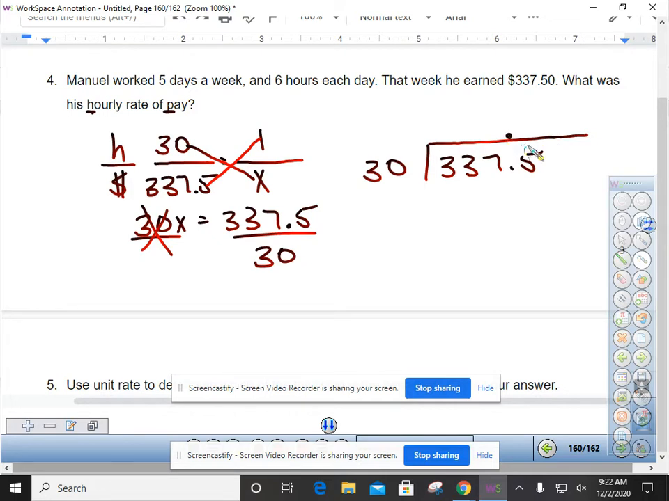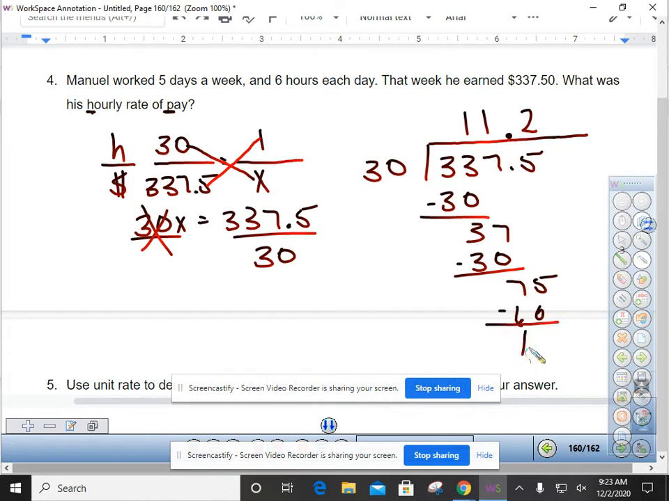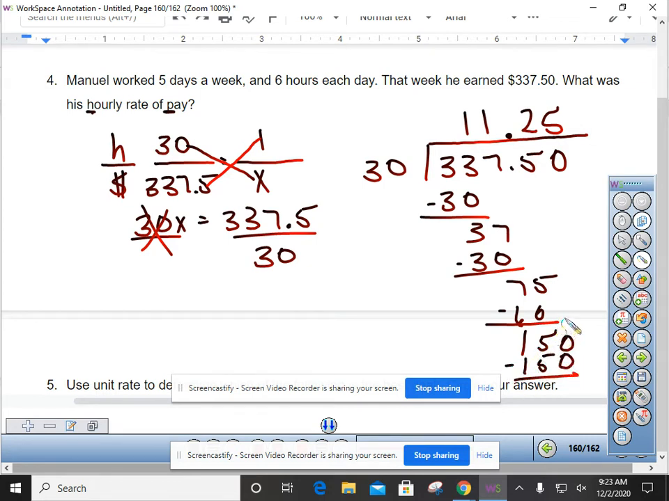First thing you do is put the decimal up. Don't make it hard. 30 into 33. 30 into 37. 30 into 75, 2. I gotta add a 0, right? And 30 into 150. That's 5. So how much does he make per hour? Awesome.